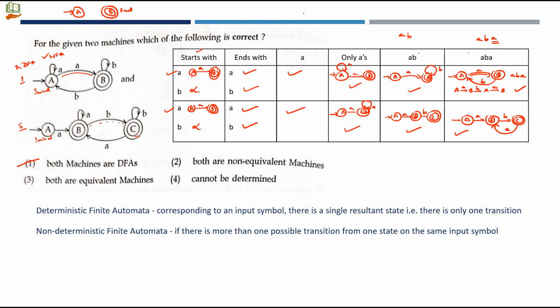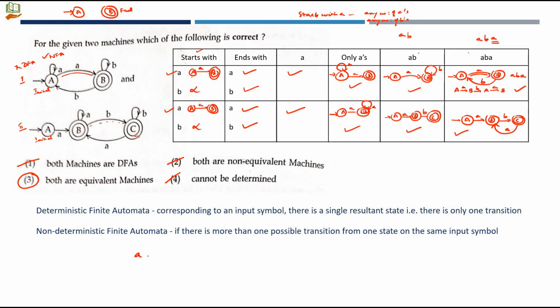The string has to start with A. Any number of A's and any number of B's can follow after that. So both the machines are accepting all kinds of input. So we can mark option 3, both are equivalent machines, as the right answer. Options 2 and 4 can be ruled out. There is no case that it cannot be determined, while checking a few strings, we can determine.